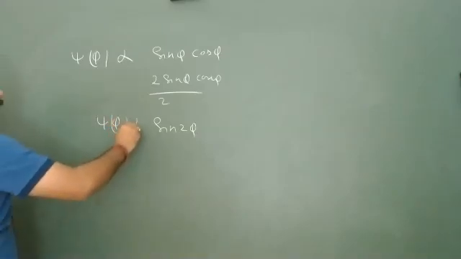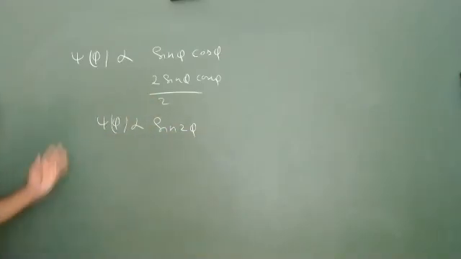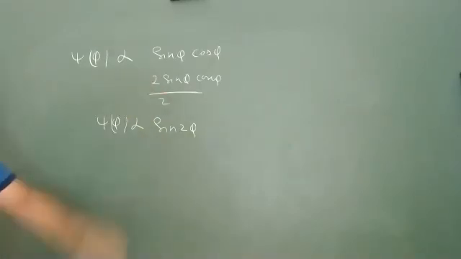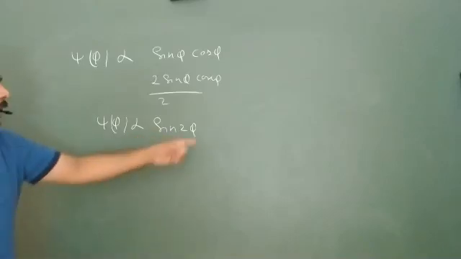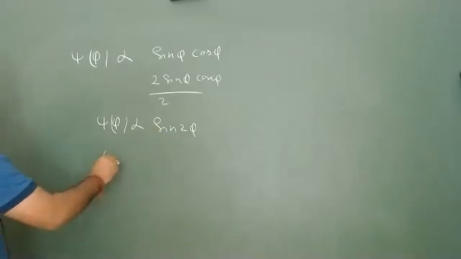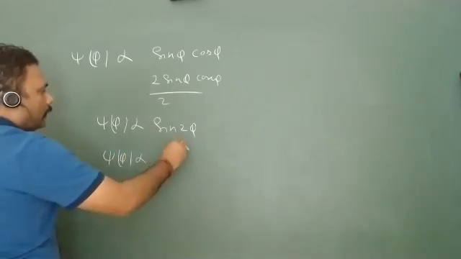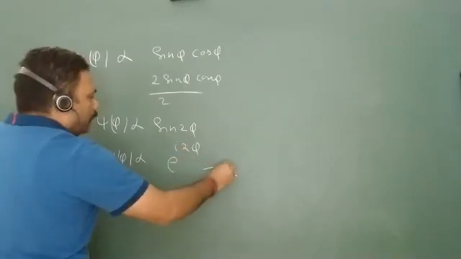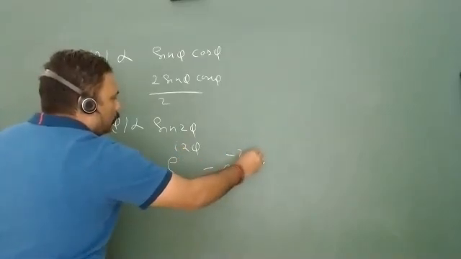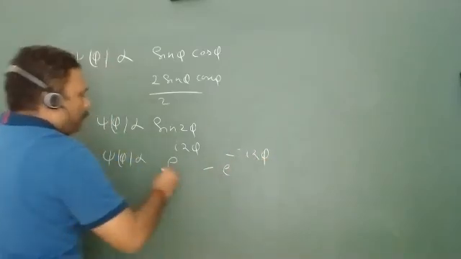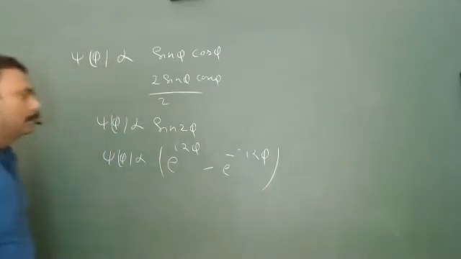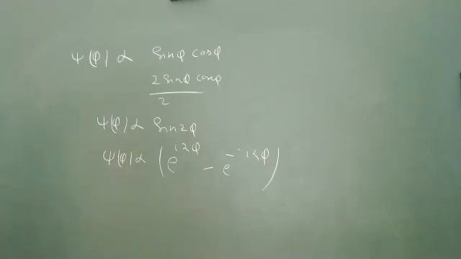This is just for fun, and I am just concerned about the measurement, so obviously this number is not so important. So sin 2 phi, how can we write it? Psi of phi is proportional to e to the power i 2 phi minus e to the power minus i 2 phi. So if Lz is measured, what will be the measurement?